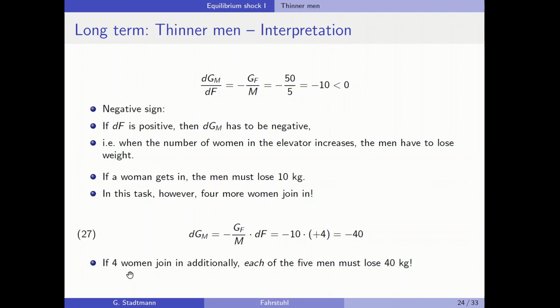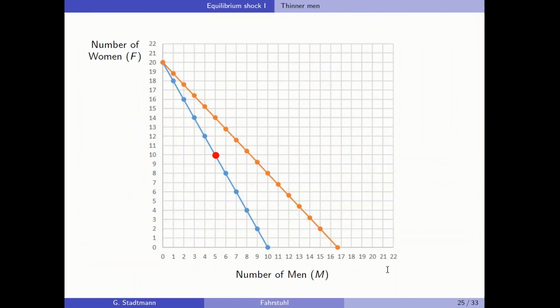This makes sense because the 4 women have a weight of 50 kilograms each. So the total weight increases by 200 kilograms, and hence 5 men have to lose 40 kilograms so that the elevator still operates at the capacity constraint. We can also have a look at the graph. The blue line once more is the initial equilibrium, red dot 10 females and 5 males. And now we put the males on the diet.